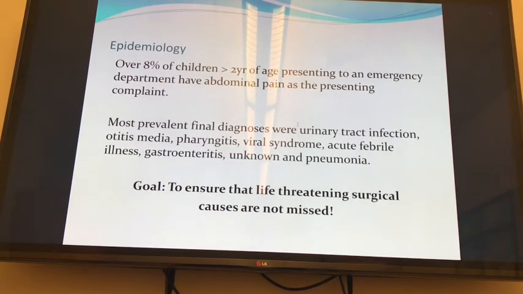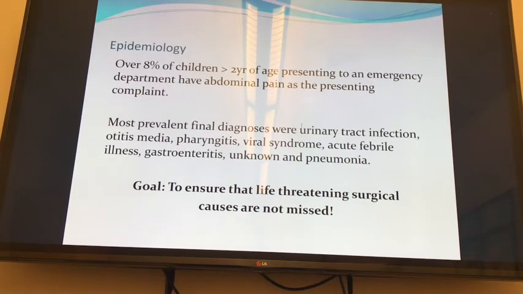So abdominal pain is really common, particularly in kids. It's very non-specific. The usual thing we're trying to rule out is urinary tract infection. Kids will say, my tummy hurts, it hurts here, it hurts there, it hurts everywhere.